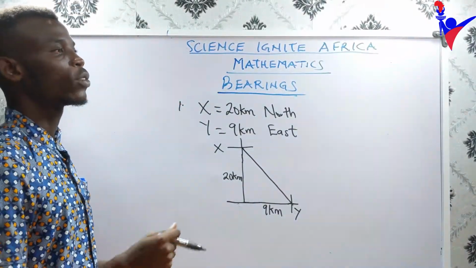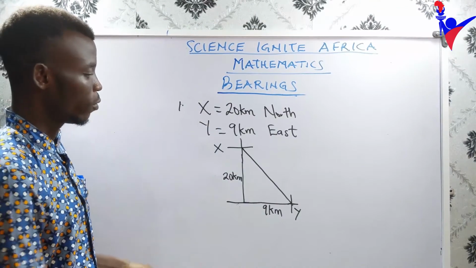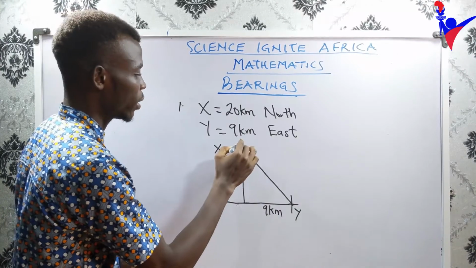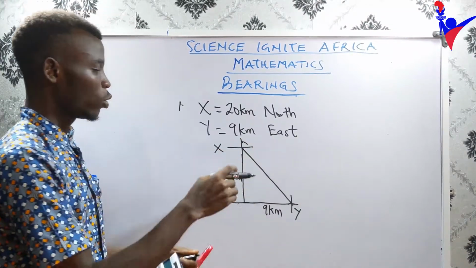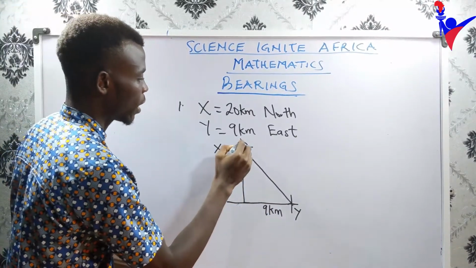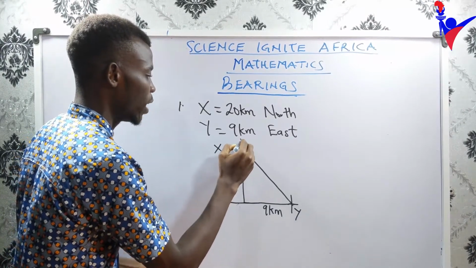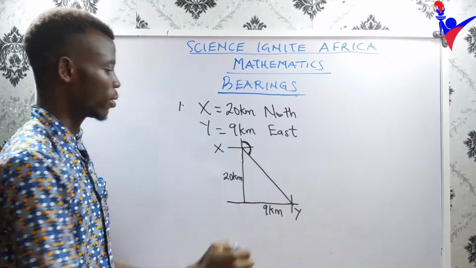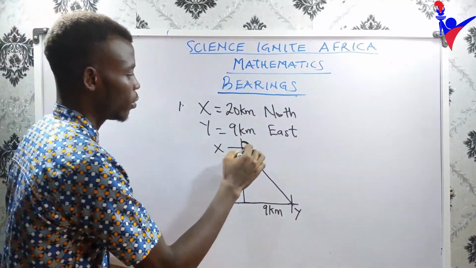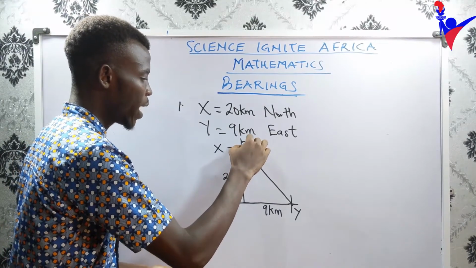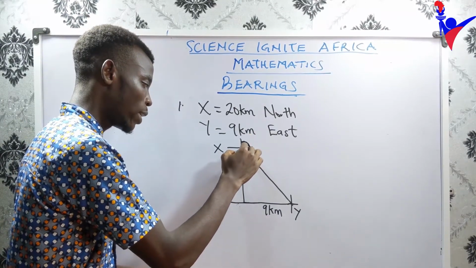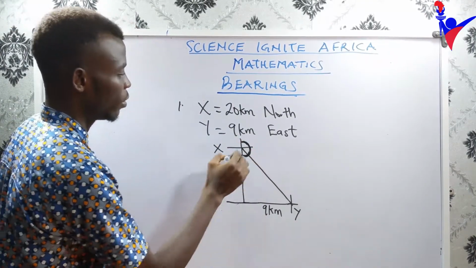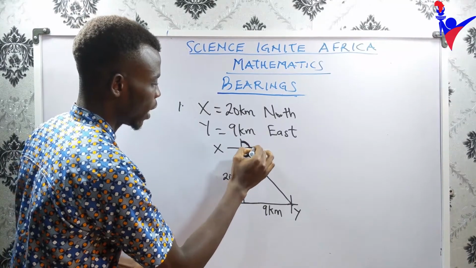Correct to the nearest degree, what is the bearing of Y from X? That means we have to take our measurements from here. To know the bearing of Y from X, we take our measurements from X. From here to here gives us 90 degrees. From here to here gives us 90 degrees.